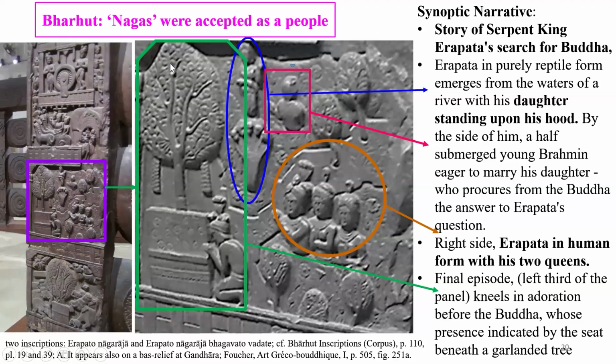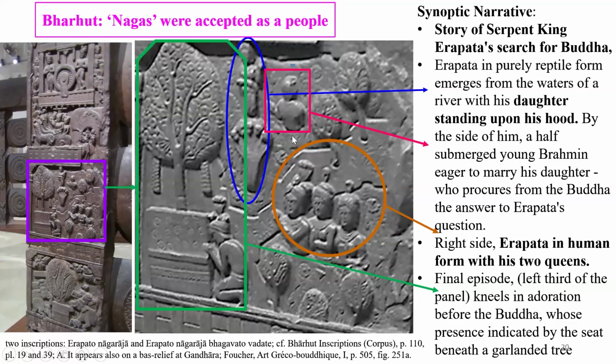It's in one shot, representing the entire tale, from here to here. And it is the Jataka stories, because by that time, Jatakas have been written. So it's the story of the serpent king who is in the water body, and he has come out, and on his expanded hood is his daughter. And there is a Brahmin here who is half submerged in water, worshipping.